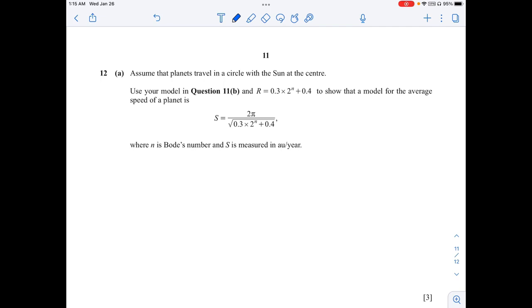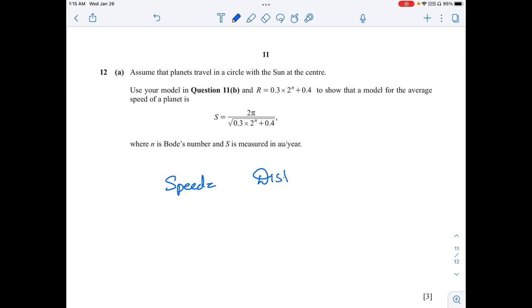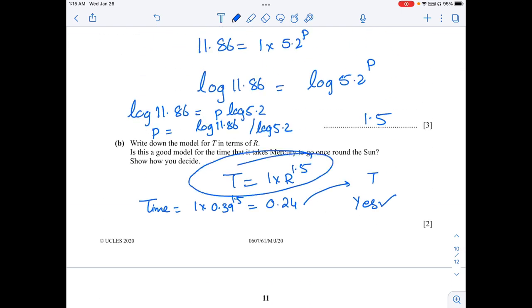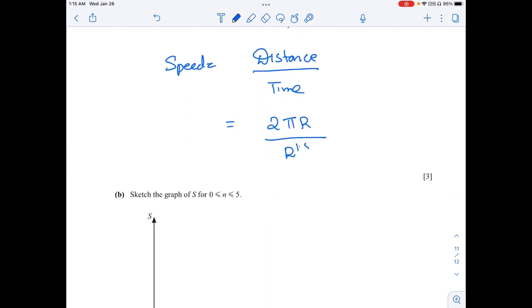Assume that planets travel in a circle with the sun at the center. Use the model R equal to 0.3 times 2 to the power of n plus 0.4 to show that the average speed is proportional to r to the power of negative 0.5. So speed is equal to nothing but what? Distance upon time. The distance goes around the sun, right? 2 pi r, the circumference, divided by the time. Time is nothing but r to the power of 1.5. So it becomes 2 pi r to the power of 0.5 in the denominator, because 1 minus 1.5 is negative 0.5.